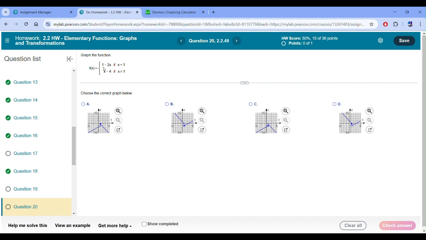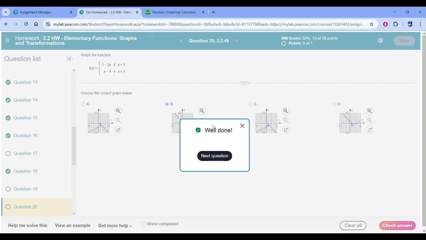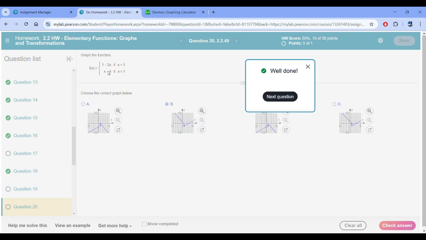Piecewise. So now here, if x is less than 1 and x is greater than, so we have 2 different functions. So here I have a negative slope, so if it's less than, it should be going down. So that gives me either b or d. Notice how it's an open circle where one of these is a closed circle. So I know the answer is b, and that's just using process of elimination. On the second graph, x minus 4, that would be a negative y-intercept and a positive slope. And x is equal to, so it's going to be a closed circle.